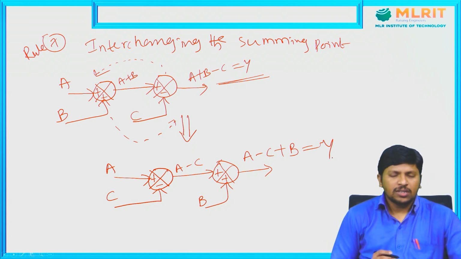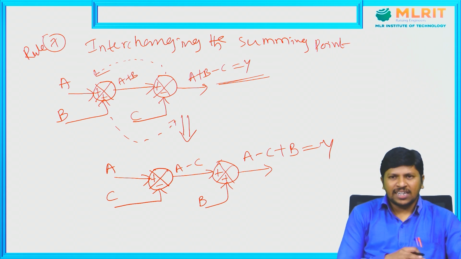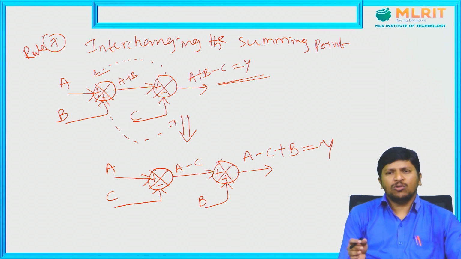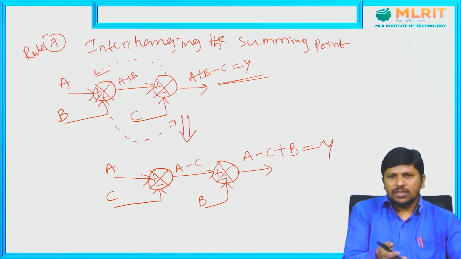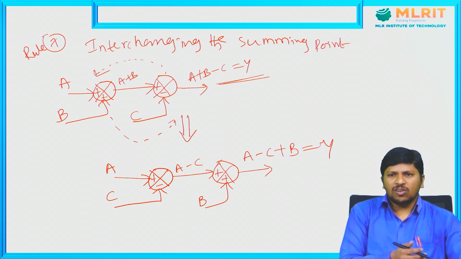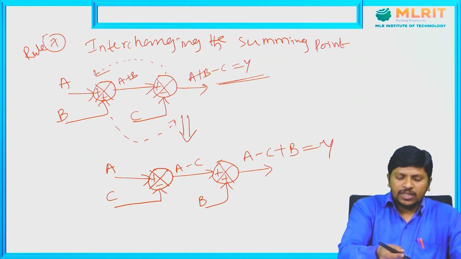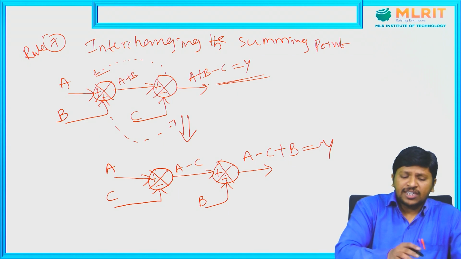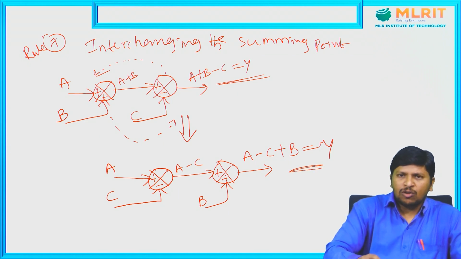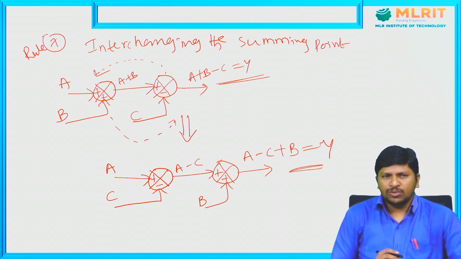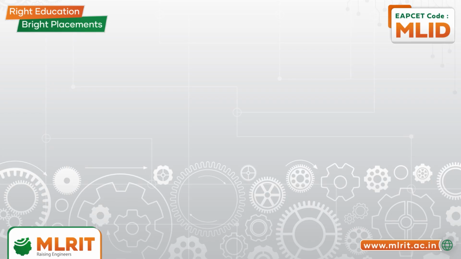If we interchange any two summing points, we get the same output. So this rule is also applicable for reducing the block diagram and finally calculating the transfer function, because the output after interchanging is the same as before interchanging. So this rule is also applicable in block diagrams.